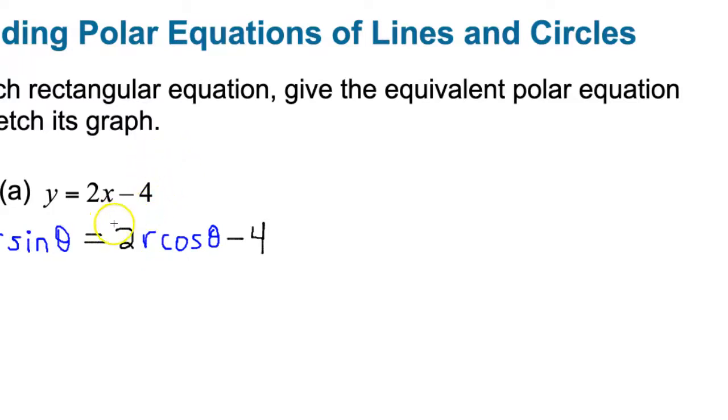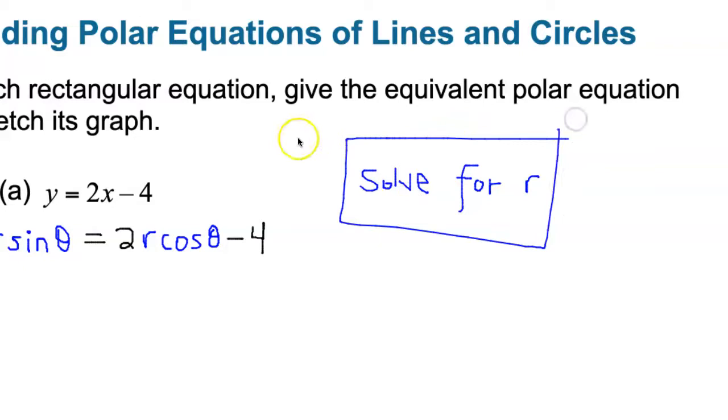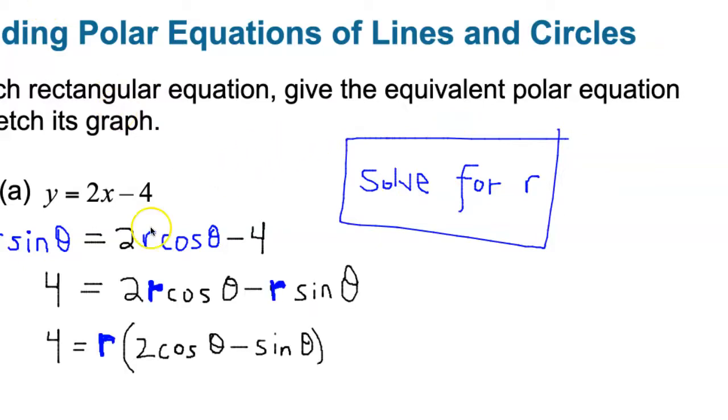Replaced y with r sine theta, replaced x with r cosine theta, and now what you want to do is solve for r. When you're dealing with an xy equation, you solve for y. When you're trying to get an equation, you generally get y by itself. But with a polar equation, you're going to want to solve for r. So this is what it would look like. So first we want to put the r terms on one side and the non-r terms on the other side.